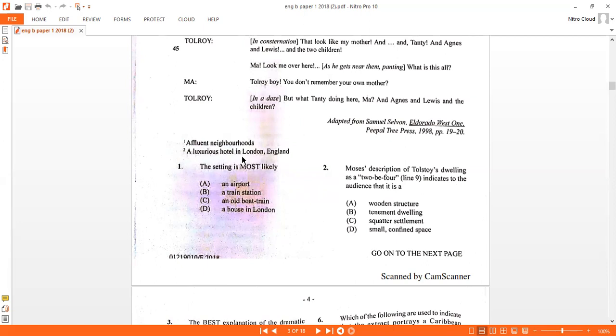Using the process of elimination, right away options A and D would be eliminated because we know from reading the extract that it is not at an airport and it is not at a house in London. Therefore, we're left with 2 options: a train station and old boat train. We need to now decide which of these is the best option for the setting of this extract. So what I suggest is we scroll up to the extract to see what evidence we can pick up on, what clues are given for us to select the setting.